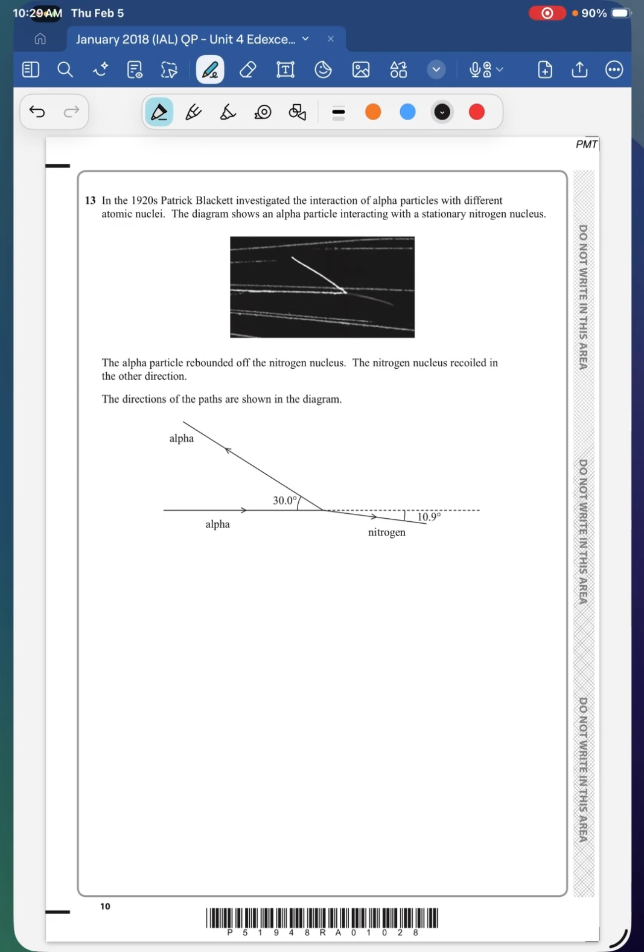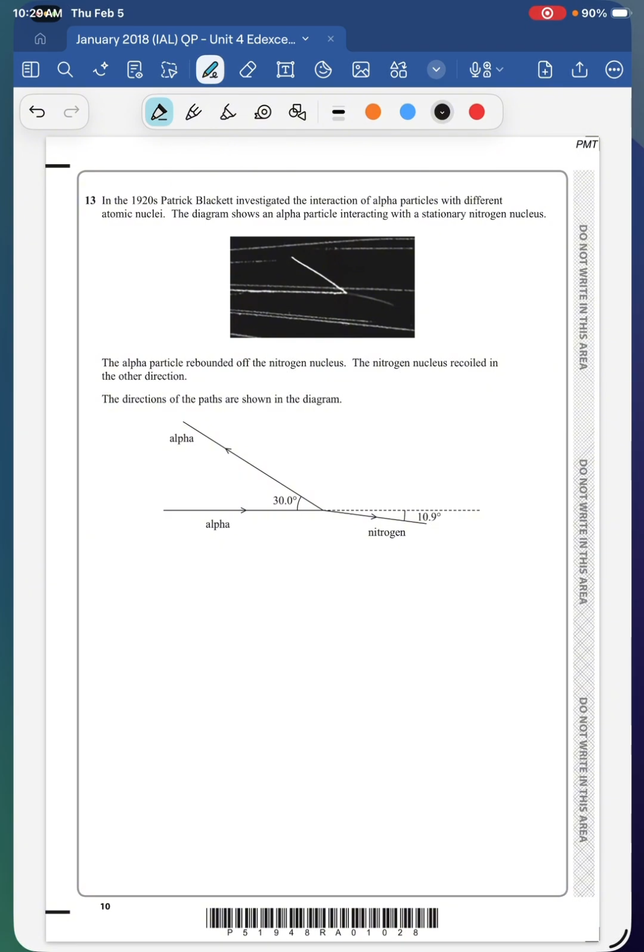Question 13. In the 1920s, Patrick Blackett, maybe? I don't know how that's pronounced, but anyway, he investigated the interaction of alpha particles with different atomic nuclei. The diagram shows an alpha particle interacting with a stationary nitrogen nucleus. Wait a second, I'm confused.